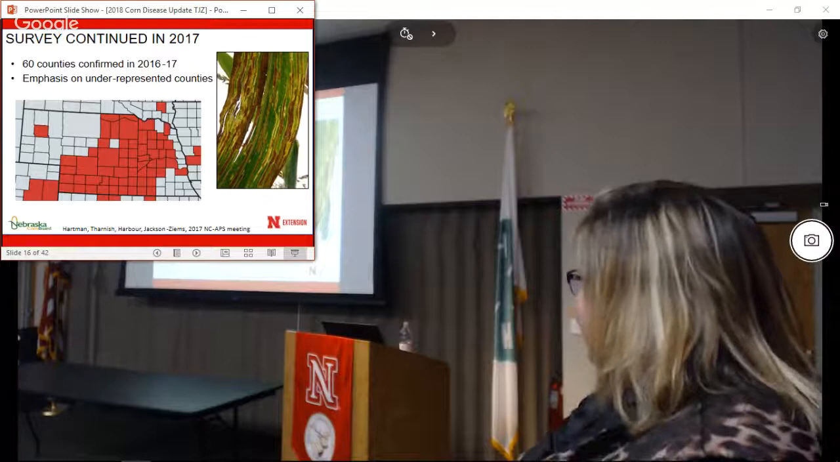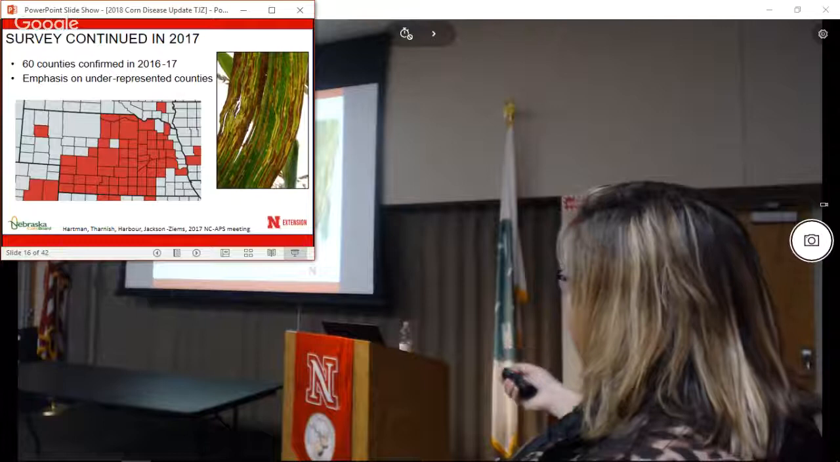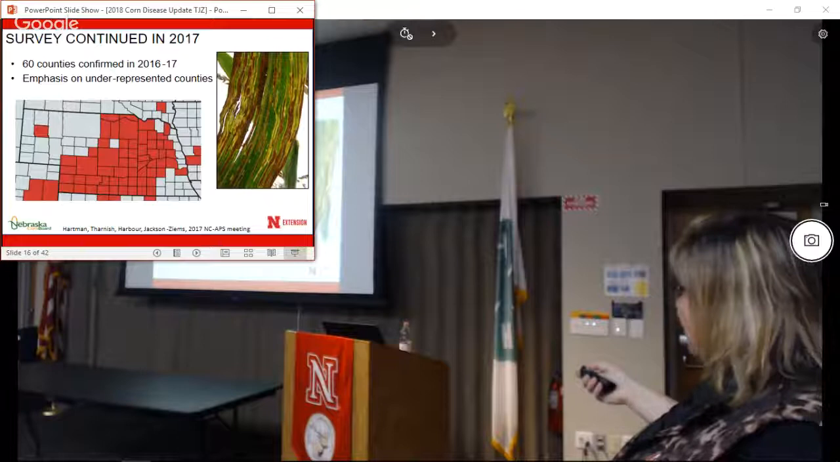And so here's another picture. So this is worst case scenario to me. This is one of those very, very susceptible popcorn hybrids. And this is kind of mid to late August. And we ended up with about 50% leaf area covered.